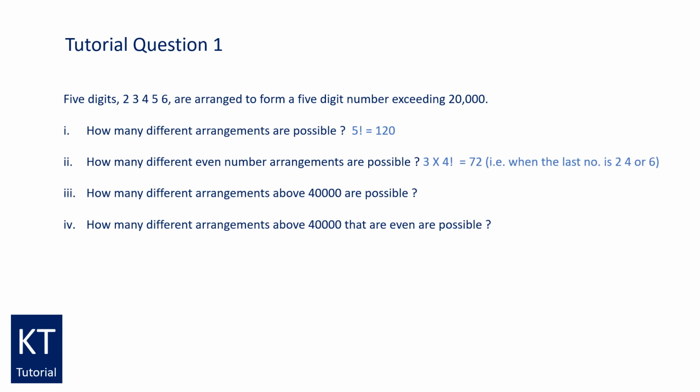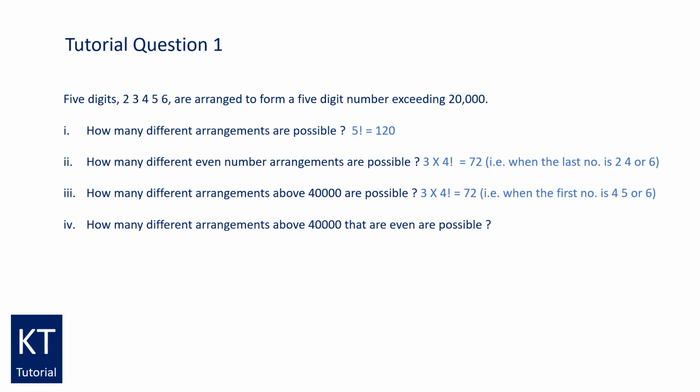This would be 3 times 4 factorial because the last number can only be 2, 4, or 6. Next, how many different arrangements above 40,000 are possible? This is 3 times 4 factorial because the first number can only be 4, 5, or 6.